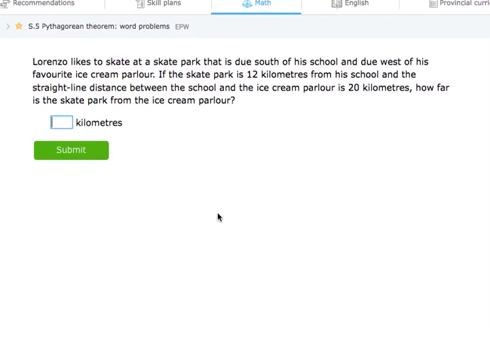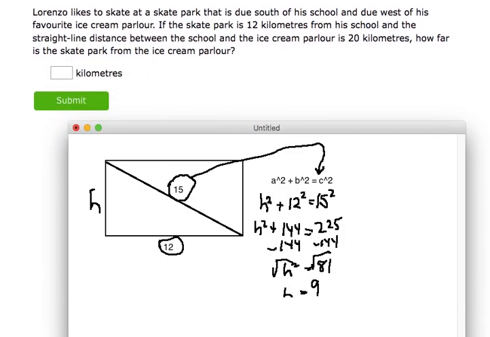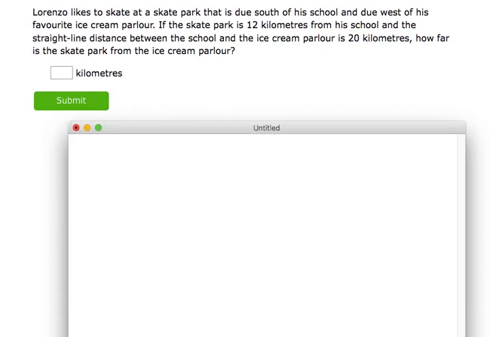Lorenzo likes to skate at a skate park that is due south of his school and due west of his favorite ice cream parlor. If the skate park is 12 kilometers from his school and the straight line distance between the school and the ice cream parlor is 20 kilometers, how far is the skate park from the ice cream parlor? All right, this is one where a diagram is really going to help me to keep track of Lorenzo's different locations. And again, what you want to watch out for is making sure you know whether the question is asking you for a leg or a hypotenuse. So let's figure it out.